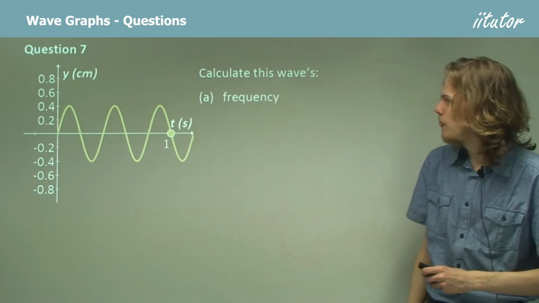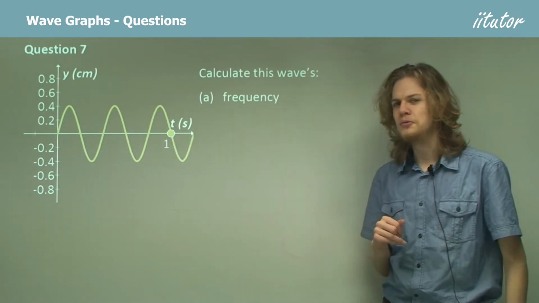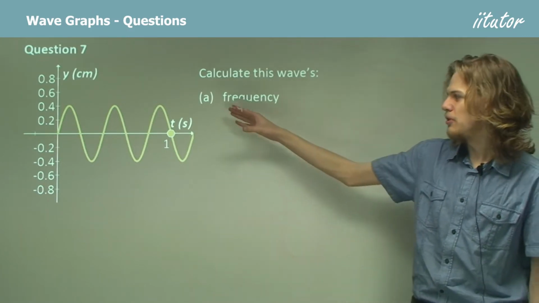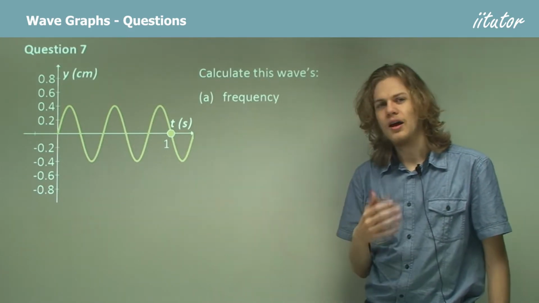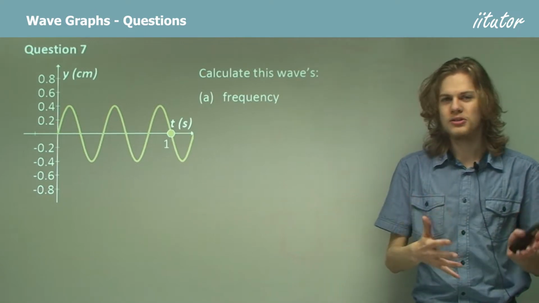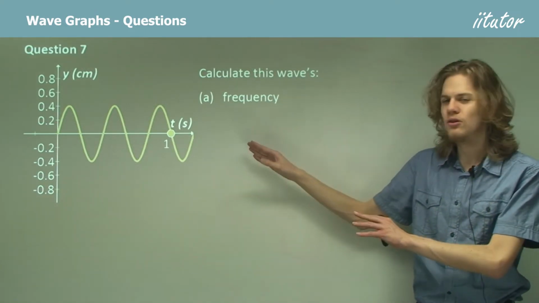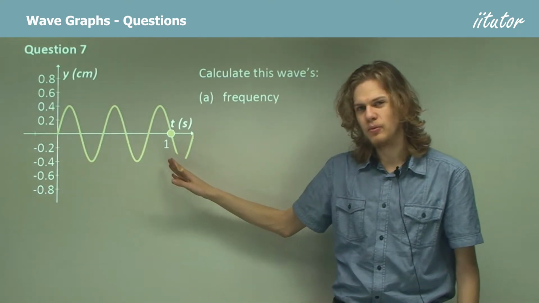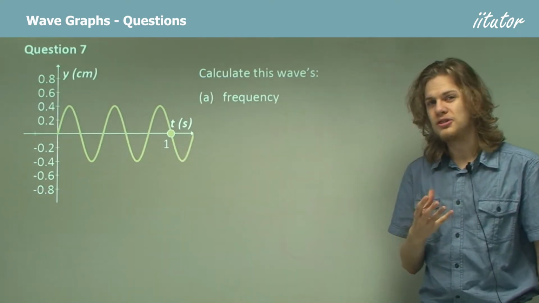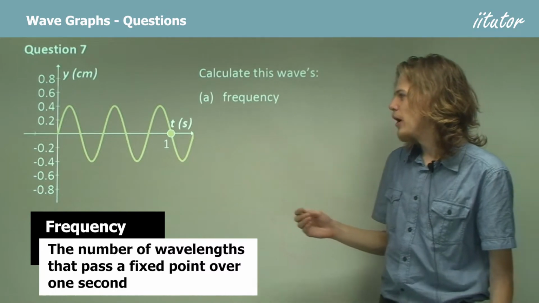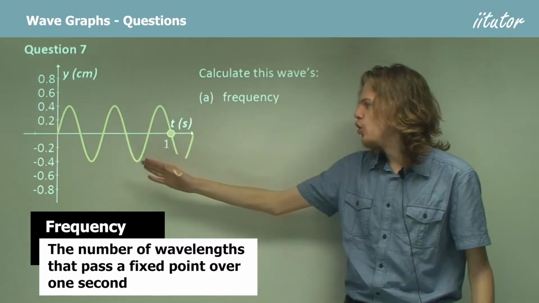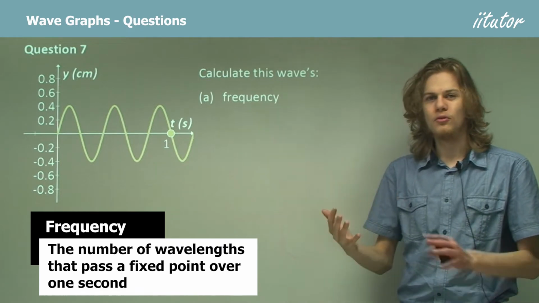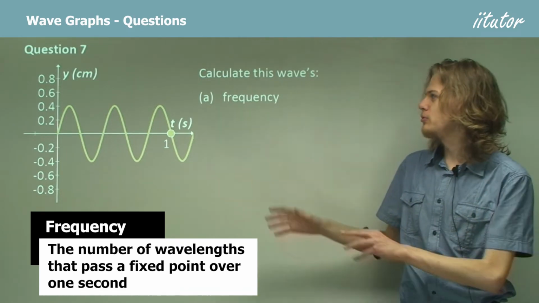Question 7. Calculate this wave's frequency. Now what we're given here is a graph of displacement over time. And that means that we're able to measure frequency and period just by measuring properties of this graph. So we can see that there's 1 second over here, and the frequency of a wave is how many wavefronts pass through a particular point over 1 second. So if we were to measure the number of wavelengths in 1 second, we'd be able to find the frequency of the wave.